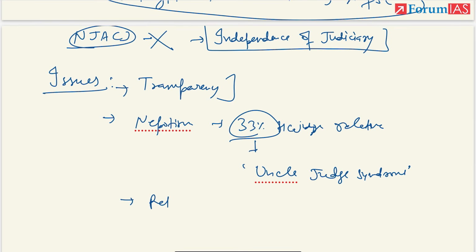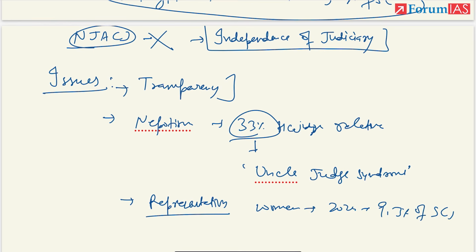Okay, then representation of various sections of the country, for example, SC, ST, OBC, women. In 2024, only 9.3% of the judges in Supreme Court were women. So I think it is up to the judiciary to practice what they preach.